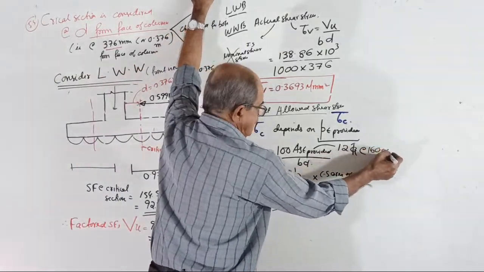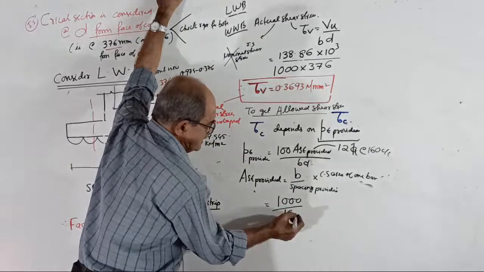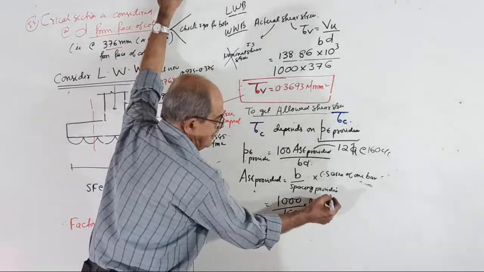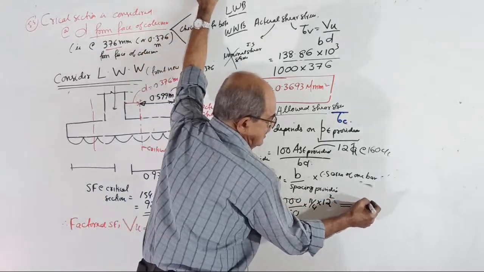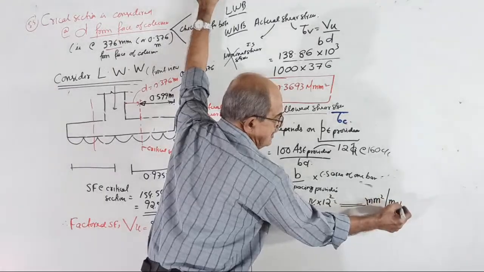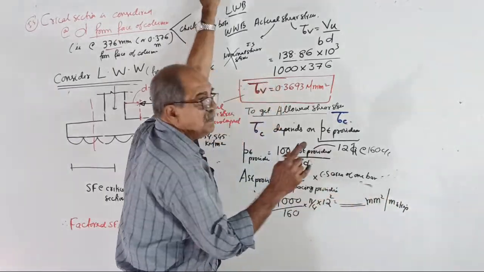Therefore, it is 1000 by 160 into pi by 4 of 12 square. Tell the answer fast. What is the Ast provided in mm square per meter strip? This is Ast provided per meter strip. Answer.